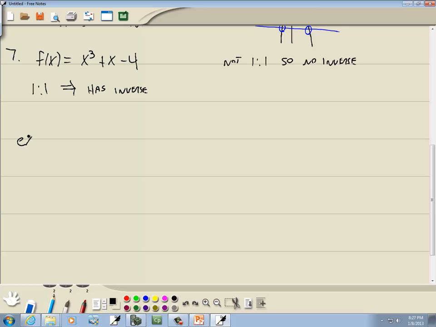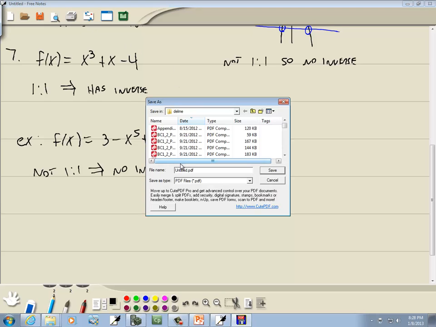Let me show you another example. I think I only had one in the PowerPoint there, but if I say I had 3 minus x to the fifth plus absolute value of x. Remember, from our list, we said we can't have absolute value of x or absolute value of y. So this is not one-to-one, so there's no inverse. Let me save this page. And let's look at finding an inverse.